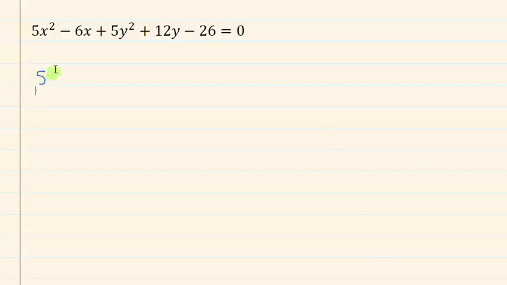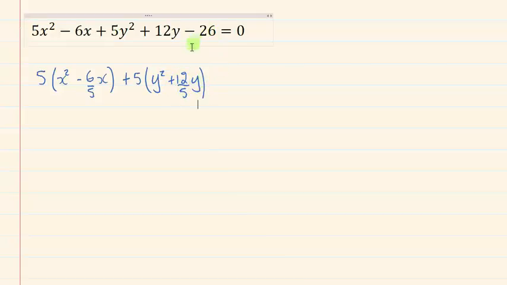5 outside a bracket x squared minus 6 over 5x. Factorise these two terms by a factor of 5. We'll leave 5 times the bracket y squared plus 12 over 5y. And at this stage I'll add 26 to both sides, so that takes the number term across to the right hand side.